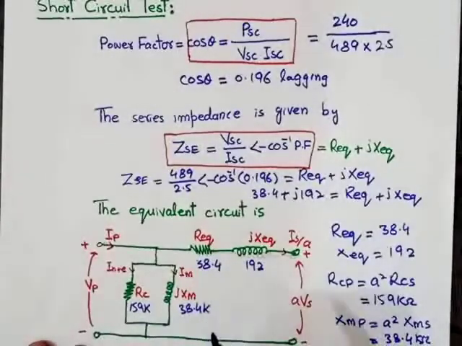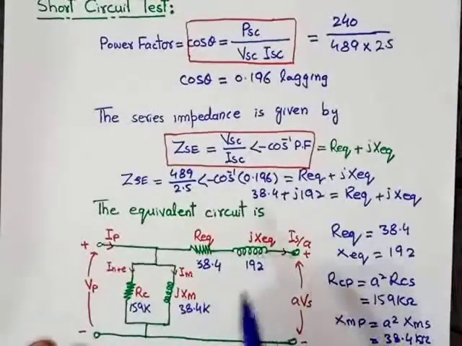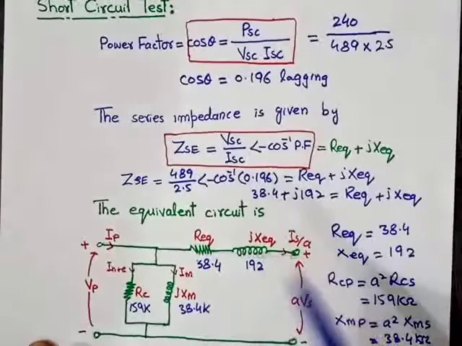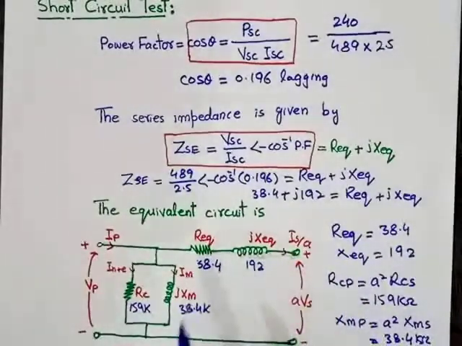We have just found the values of RC, XM, R equivalent and X equivalent by performing the open and short circuit tests of the transformer. So this is the numerical problem relating to open and short circuit tests of the transformer. So that's it for this lecture. In the next lecture, we will discuss the per unit system of measurement.